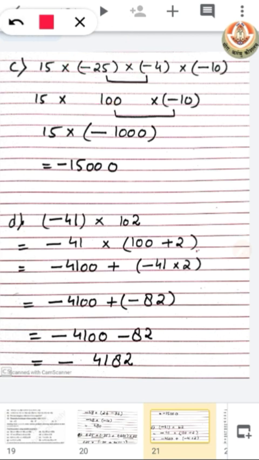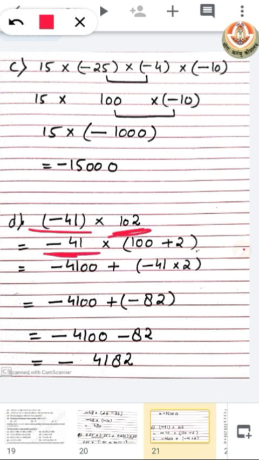Now D is another way to make our calculation easy. You can easily see that we have minus 41 multiply 102. So we will not multiply them directly. Instead of that, we break 102 as 100 plus 2. Now it becomes the case of distribution.